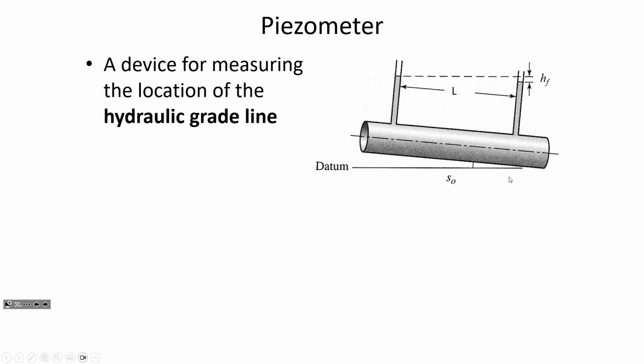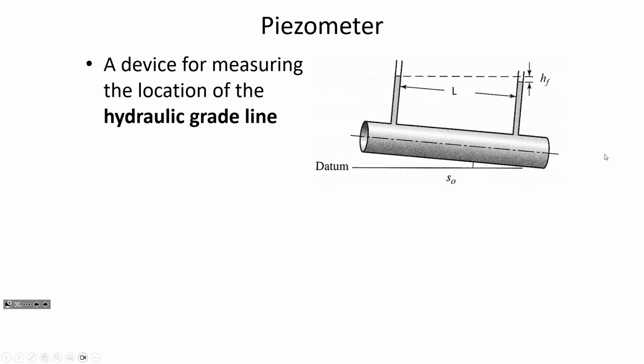A piezometer is a way of physically measuring the hydraulic grade line. So as water is flowing through a pipe, the water level rises in a piezometer to an elevation which reflects the pressure in the pipe at that location. So if the piezometer is lower someplace, it means that the pressure at that location is lower, and that the pressure is lower because of a decrease that was caused by friction losses.